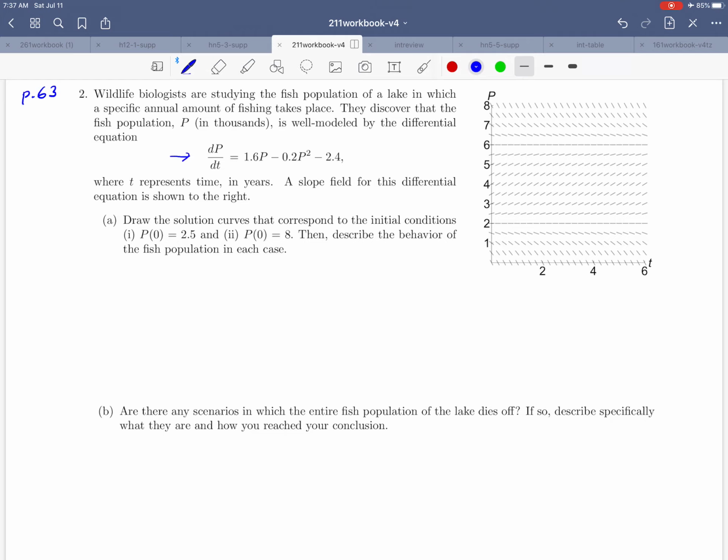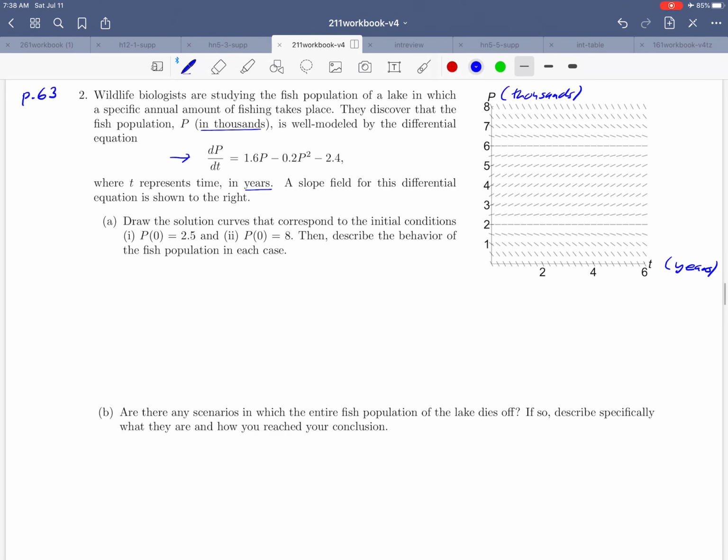Notice the units of p. We're talking about p as being measured in thousands of fish, and time is being measured in years. So we might go over to our picture here and just mark in those units so that we're clear on those. The picture that we're given to the right is a slope field, which gives us information about how the population is changing, how fast it's changing and in which direction.